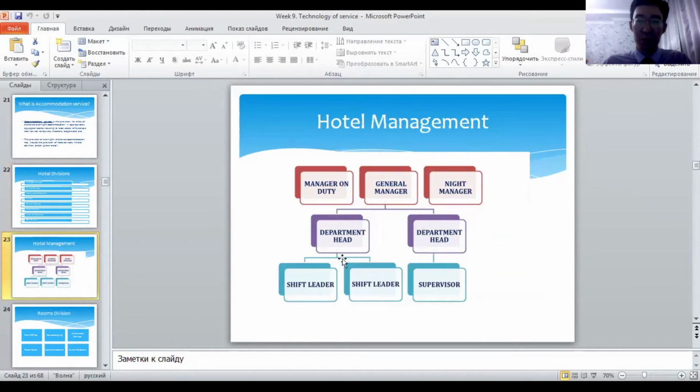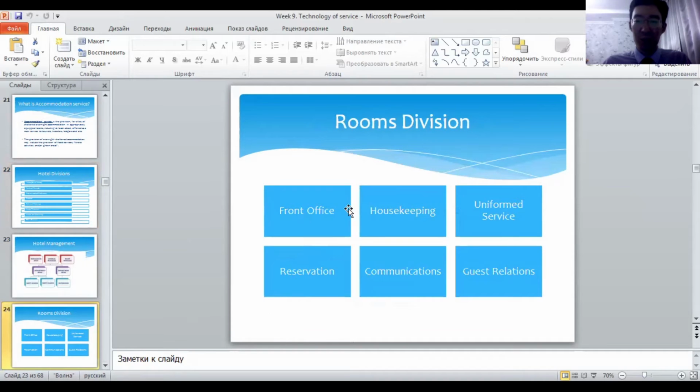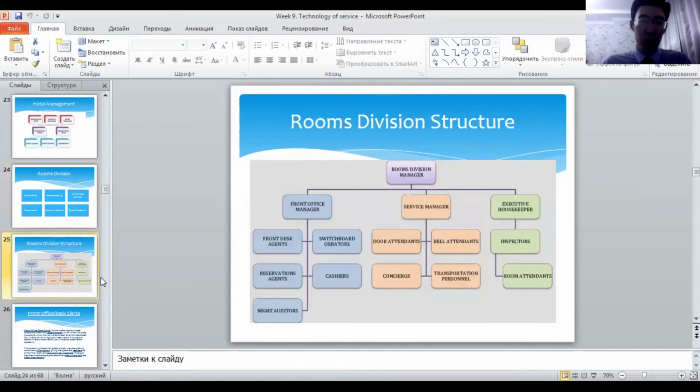Here we have the hotel management, and we talked about the rooms division, which has the front office, housekeeping, uniform service, reservation, communication, and guest relations. We mentioned the front office, service management, and the executive housekeeping, basically the housekeeping division. Today we're going to cover that and talk about the technology and techniques that are used in it.